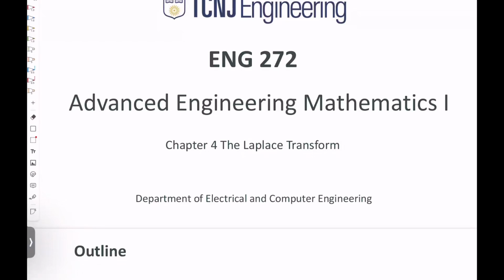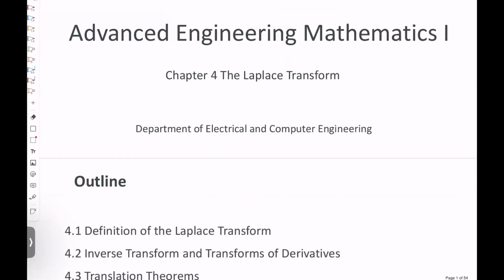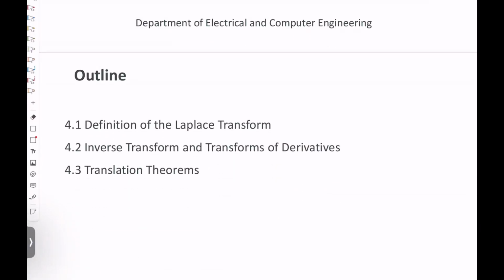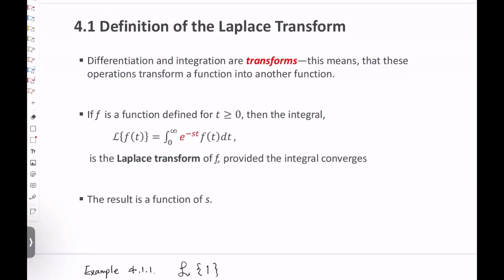Chapter 4, the Laplace transform. For this chapter, we'll talk about the definition of the Laplace transform, and then the inverse transform, the transform of derivatives, and then the translation theorem. The definition of the Laplace transform. The differentiation and integrations are the transforms. And this is another transform into another function.